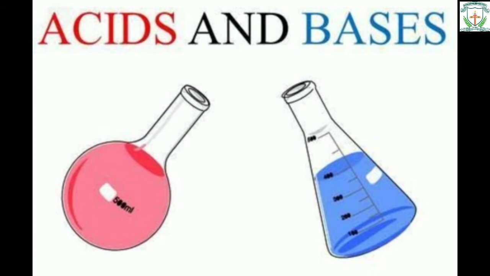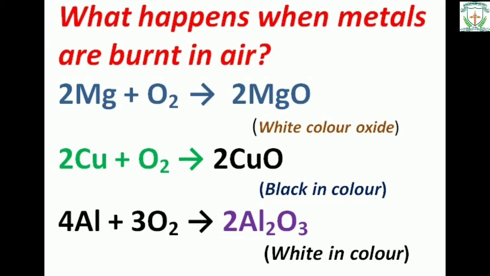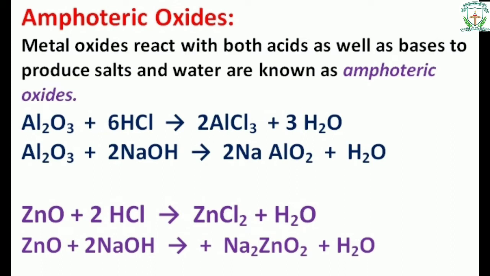Children, you have studied acids and bases in your last chapter, isn't it? You remember that till now in this class we have studied about metals reacting with oxygen to form metal oxides. Now, we know about metal oxides too. Some metal oxides which react with both acids as well as bases to produce salts and water are known as amphoteric oxides. Examples such as aluminium oxide and zinc oxide show both acidic as well as basic behavior. So amphoteric oxides means metal oxides that react with both acids as well as bases.